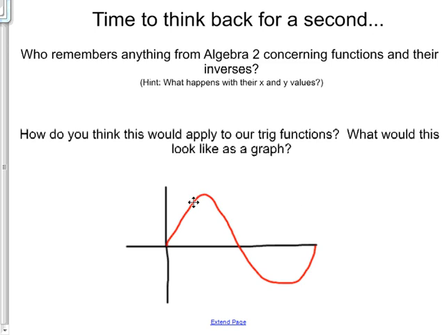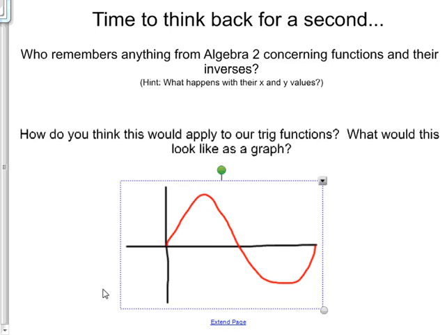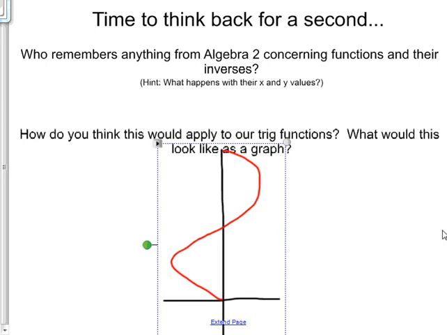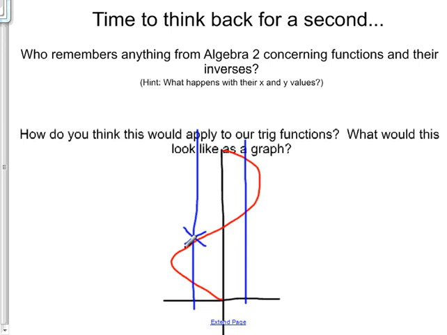So as a trig function, this is a normal graph. Hopefully we can recall a sine. When you switch the x and the y values, you get a graph that looks like this. One of the problems is that as a function, if you do the vertical line test, this fails because the vertical line intersects the graph at several points, not just one. So we're going to get into how to help us pass the vertical line test for some of these graphs.